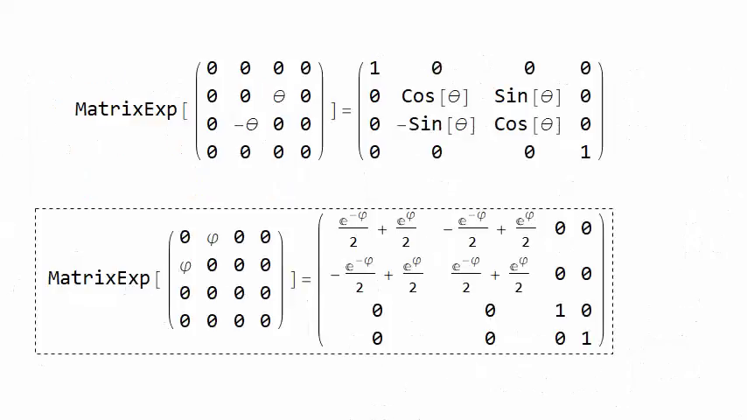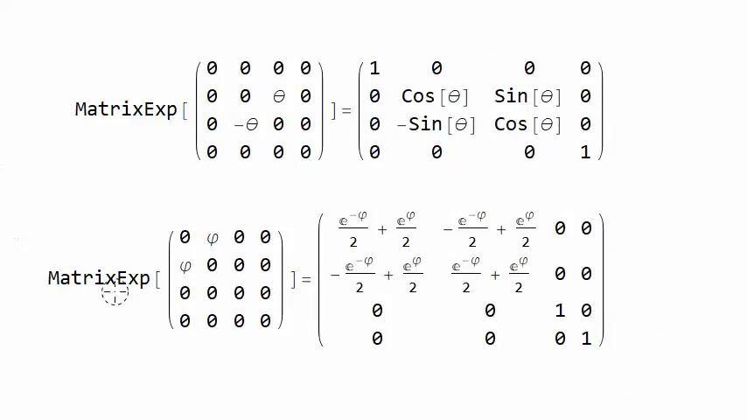So I just showed you the matrix exponential of this fairly simple 4x4 matrix, and it gave you the Lorentz transformation: cosh, sinh, cosh, negative sinh, cosh, sorry.